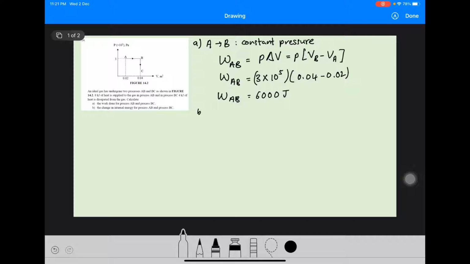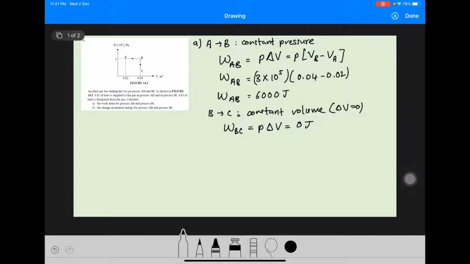Then they ask you to find for process BC. Here you have a constant volume. So using the same formula, WBC equals P delta V, since delta V equals 0, volume is constant. So that means over here becomes 0 joule. So that's it for question A.